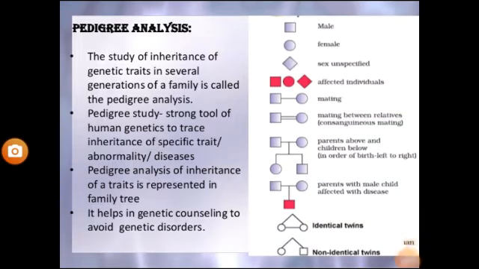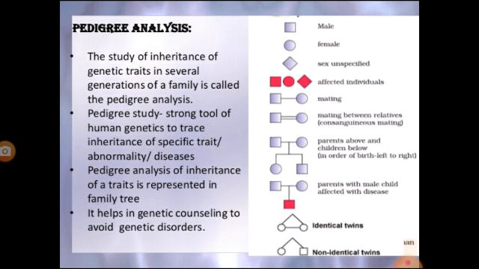Hi students. Yesterday in the last session we discussed sex determination and the various experiments related to the chromosomal theory of inheritance. Today we will discuss pedigree analysis and the various human genetic disorders. First of all, we start with pedigree analysis.